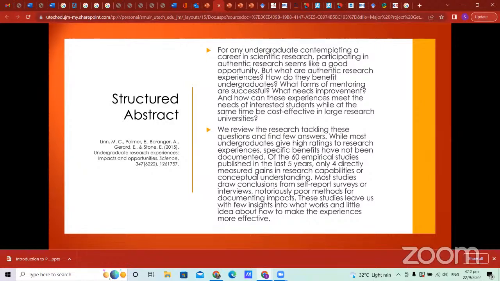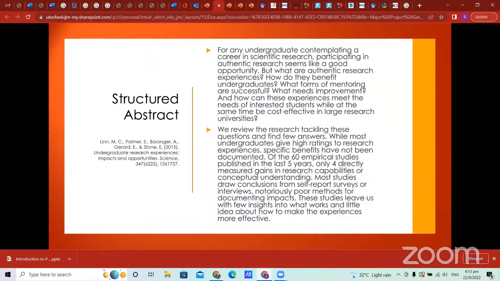And they say, for any undergraduate contemplating a career in scientific research, participating in authentic research seems like a good opportunity. But what are authentic research experiences? How do they benefit undergraduates? What forms of mentoring are successful? What needs improvement? How can these experiences meet the needs of interested students, but at the same time be cost-effective in large research universities? We review the research tackling these questions and find few answers.